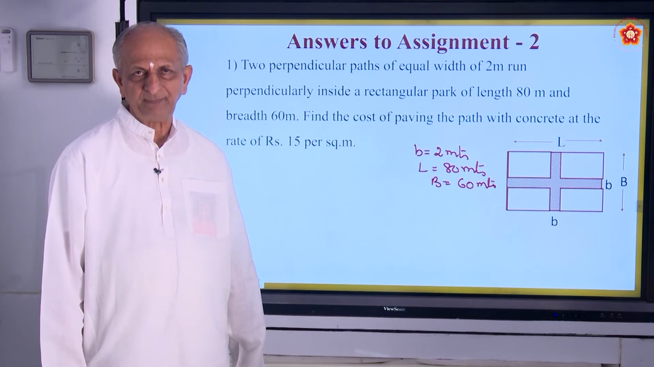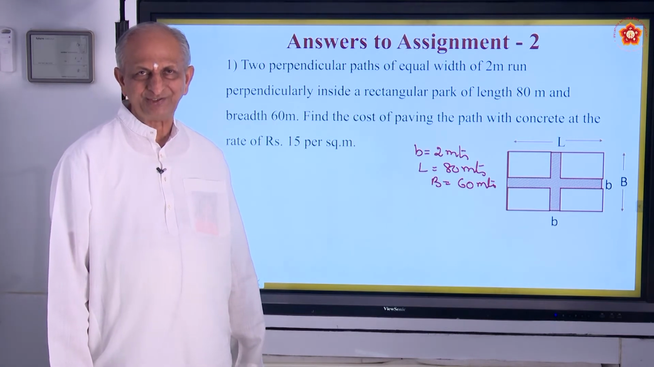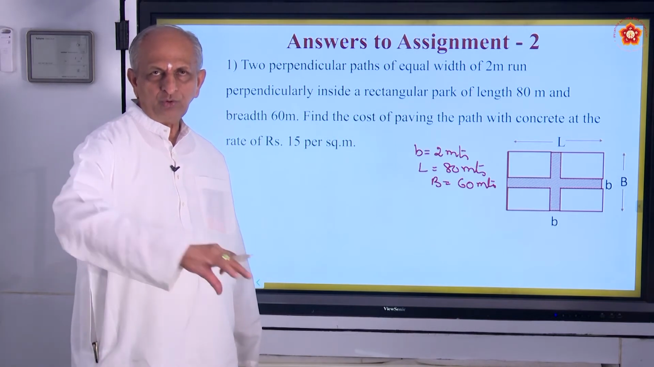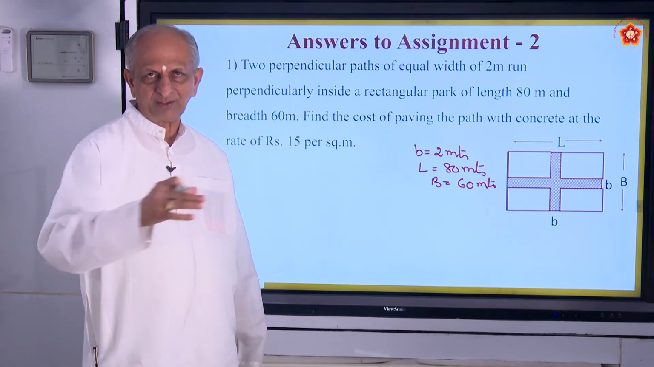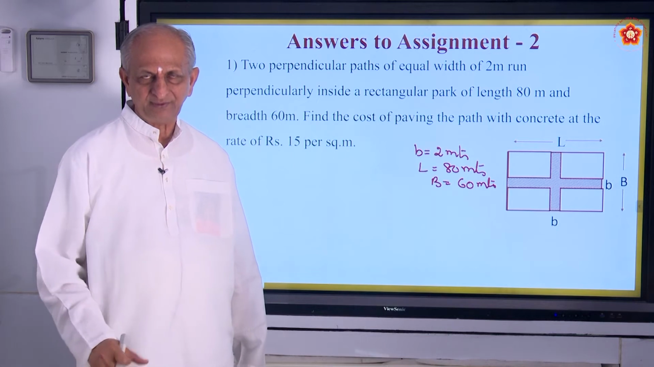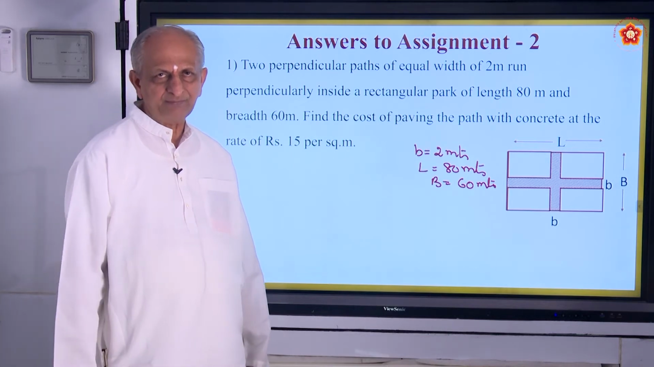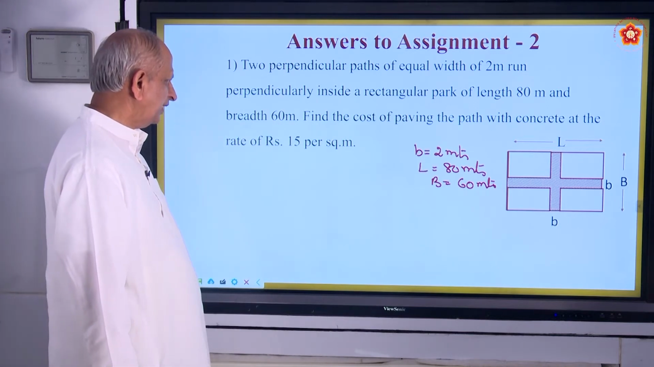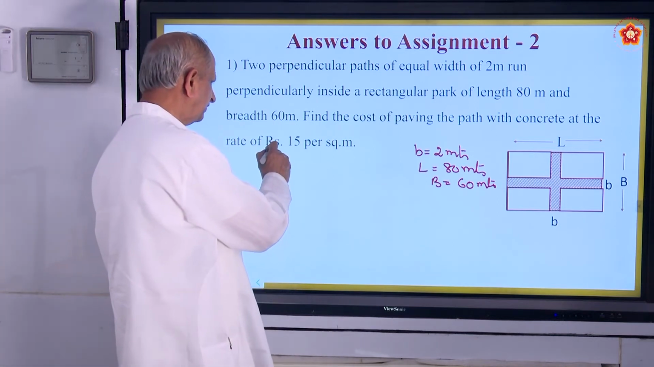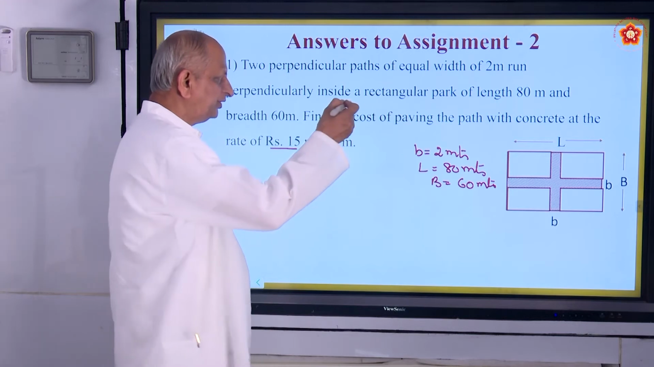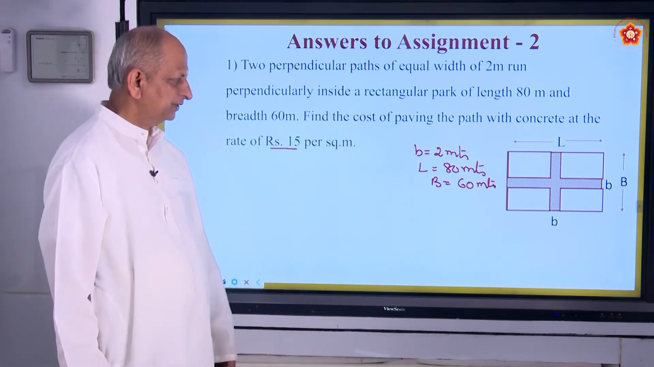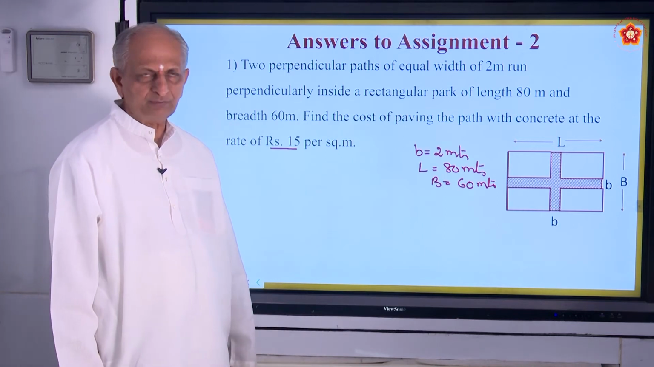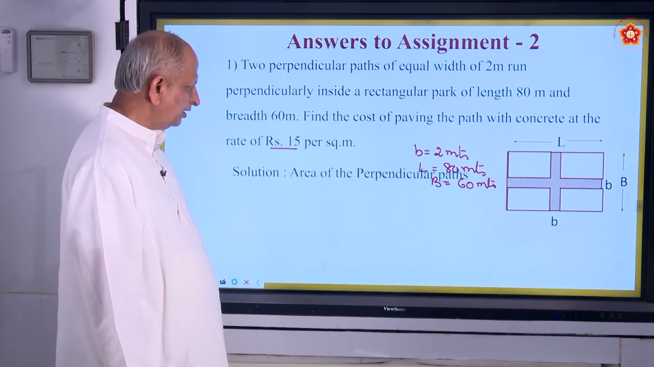You have seen some of the parks in your towns or cities. There will be blocks, hollow blocks for walking purpose. They will fix it to the ground, right? Usually like this in shape. Now they are asking rupees 15 per square meter. What is the cost of paving the path? So these are the measurements given. Now how to work out? We have to use the formula.